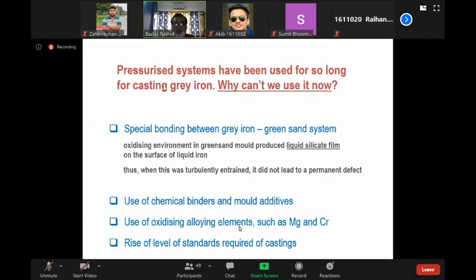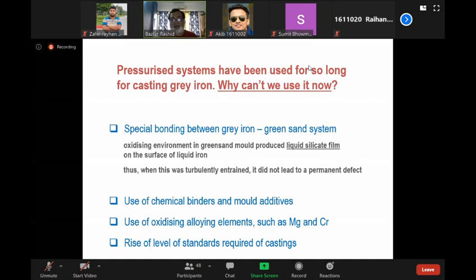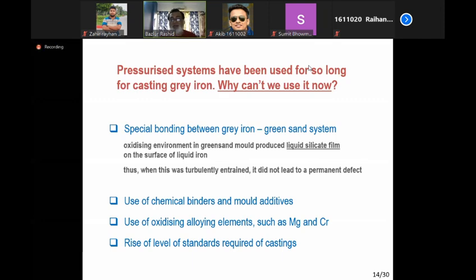Another thing is the use of oxidizing alloying elements such as magnesium or chromium. So these are oxidizing, so turbulence is a bigger concern in these types of alloys. Lastly, the rise in the level of standards required of castings. Nowadays, we have very restricted standards. Previously, for example, if a 1 millimeter defect was allowed, nowadays we cannot. The tolerated size of defects is reduced further. So nowadays, for example, we cannot tolerate more than 0.5 millimeter. Because of the restriction in standards, we no longer accept such a degree of turbulence in our casting. As a result, the pressurized system is bad nowadays.